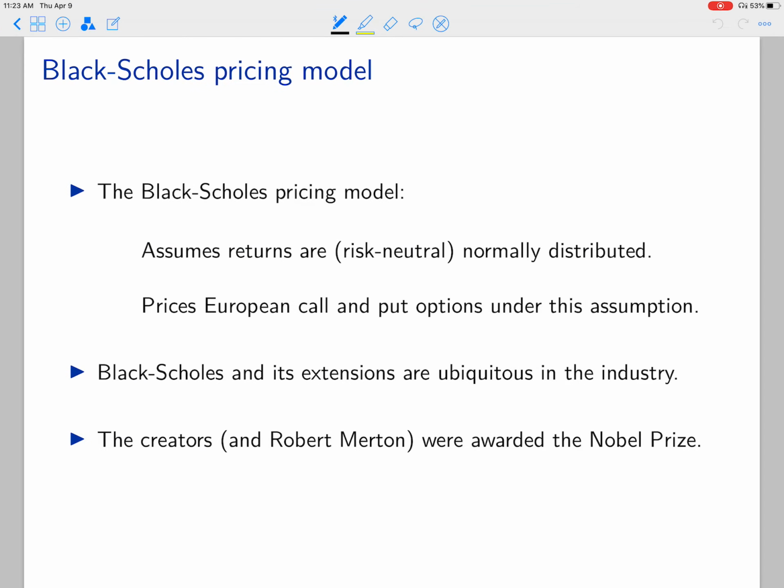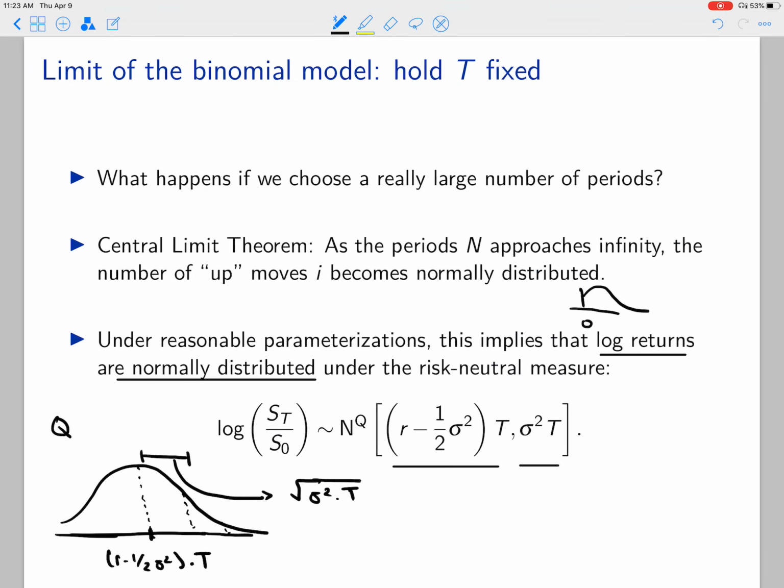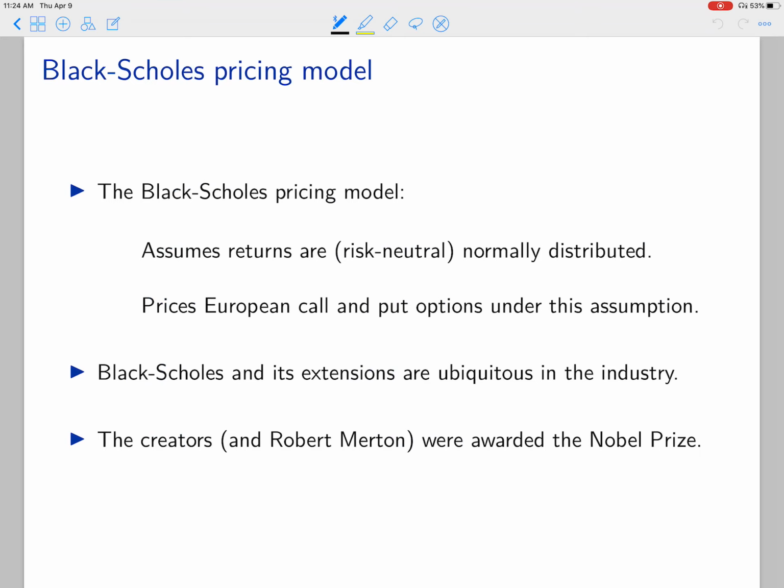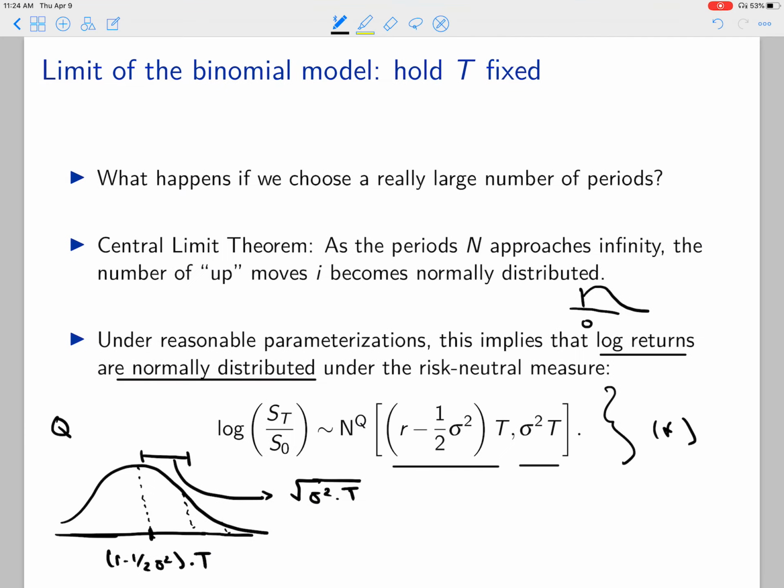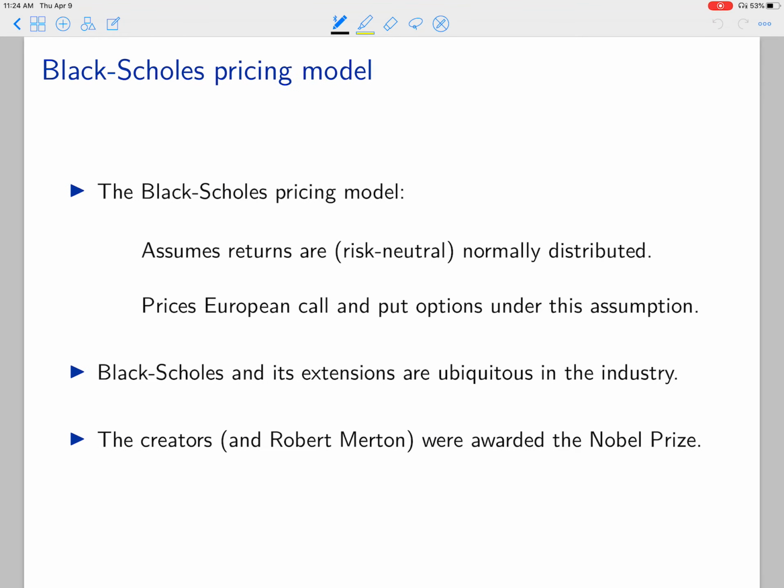It turns out that the very famous Black-Scholes option pricing model is nothing more than a model that just assumes that returns are normally distributed under the risk-neutral measure. So the Black-Scholes option pricing model, which is very famous in practice, is just a model that assumes returns are risk-neutrally normally distributed and then prices European call and put options under this assumption. Essentially what Black-Scholes does is it takes the binomial model, limits it into infinity, makes it a smooth continuum of time. This is equivalent to assuming a normal risk-neutral distribution of returns, and then it wants to say what is the price of call and put options.